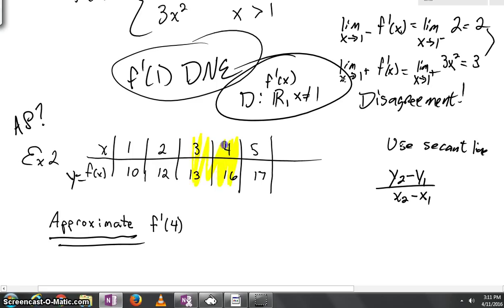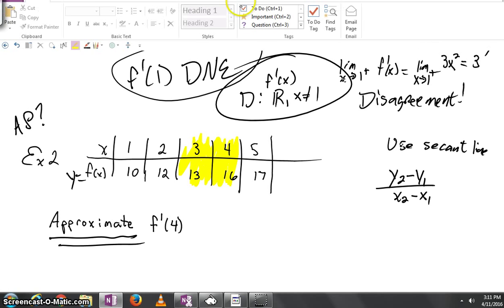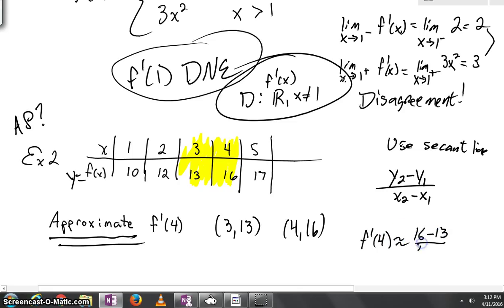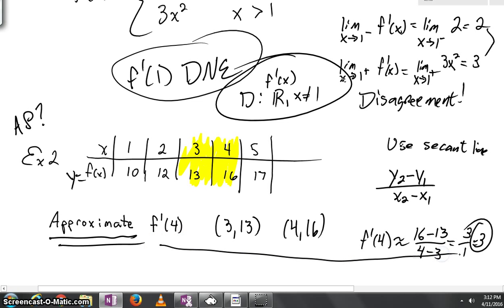Sometimes kids will say, well, wow, I'm going to pick these 2 points to estimate what's happening at x equals 4. They might say, I'm going to look at 3, 13. I'm going to look at 4, 16. And you could see f prime of 4 would be about y2 minus y1 all over x2 minus x1. Kids will say 16 minus 13 is 3. 3 over 1, you'd say, I think I'd get 3. Hey, great answer. That's one of the answers that they will accept.